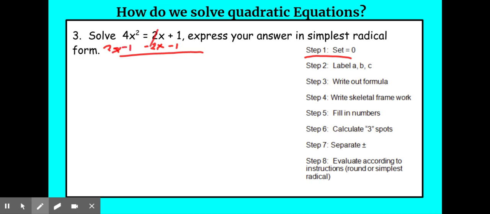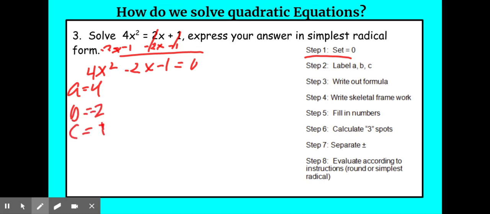There's no like terms to combine it with, so it's just going to be 4x squared minus 2x, that's supposed to be a minus sign, minus 1 equals 0. Okay? Next step is label your A, B, and C. So A is equal to 4, the number in front of x squared, B is negative 2, and C is negative 1. So now what we do is we copy down the formula, which I'm not doing again.